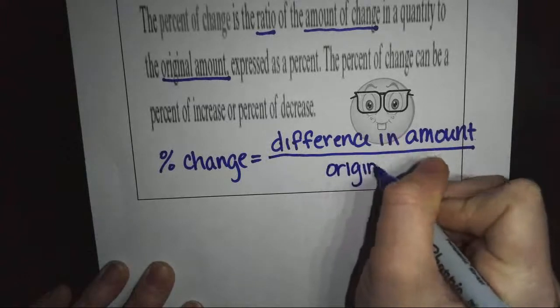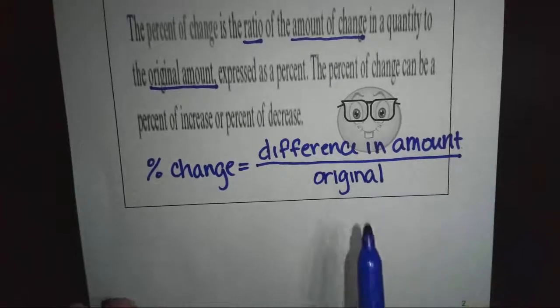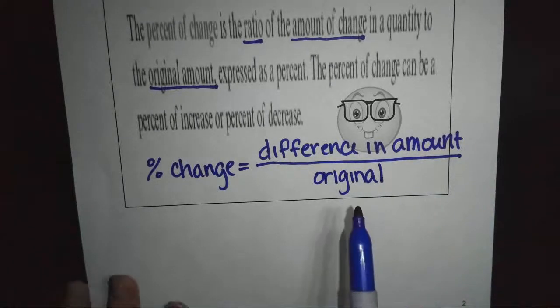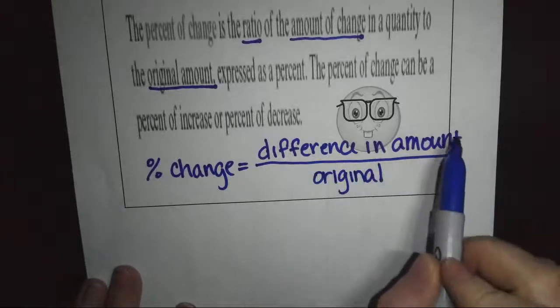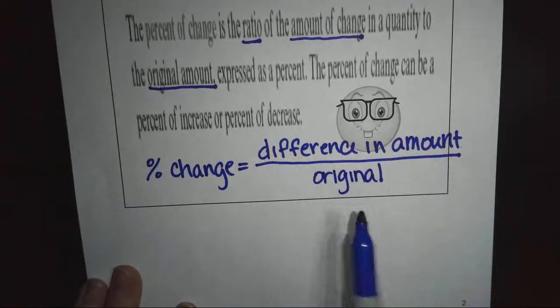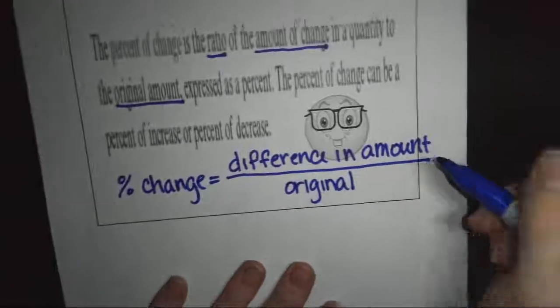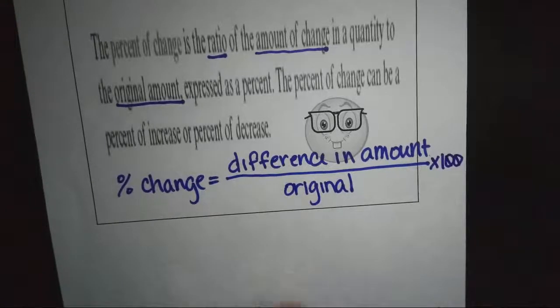Now, to find percent of change, you always use the original amount, not the final amount. So you find the difference in the two amounts, so the original minus the final, or final minus original, and then you divide that by the original amount. Now, since we want it in percent form, we're also going to multiply that by 100.